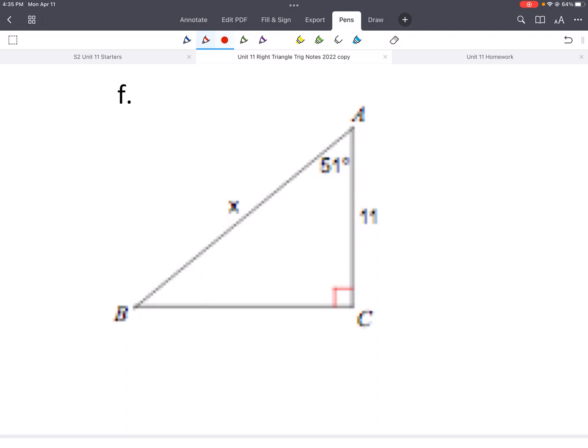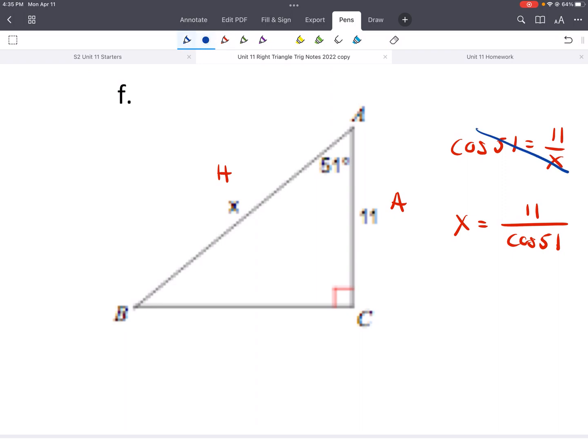All right, last example here. Here would be hypotenuse, and this is adjacent, so we're going to use cosine. So cosine of 51 is equal to a over h, so 11 over x. So here we could probably do that here. 11 over cosine of 51. So we just swapped those two.